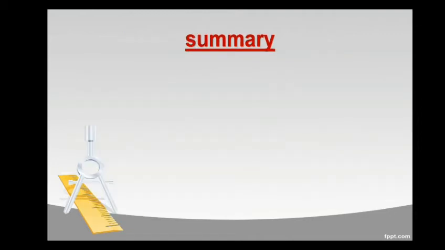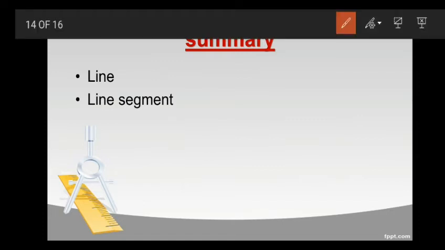So, in this video, we have learned what is a line. A line is a straight path between 2 points which extends endlessly in both directions. So line won't end. What is a line segment? A line segment is a line with endpoints. We'll represent line AB using this symbol and line segment AB using this symbol.